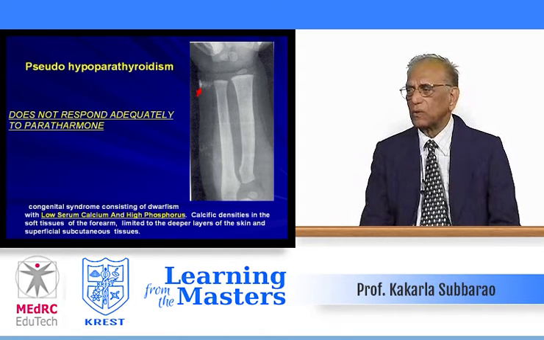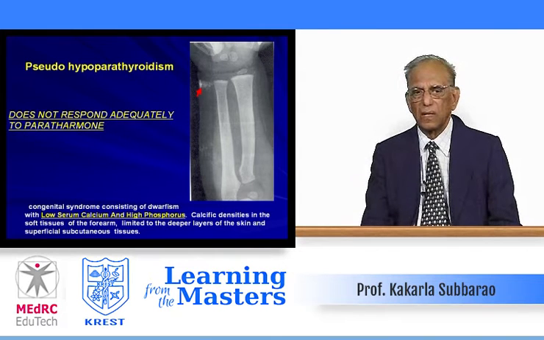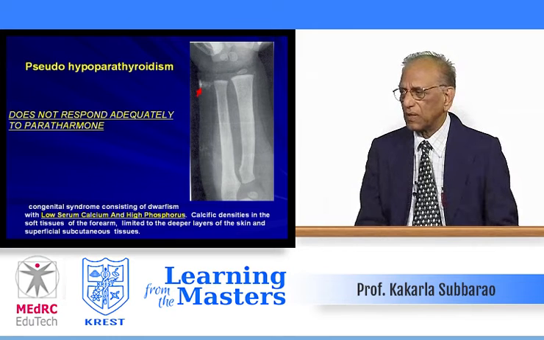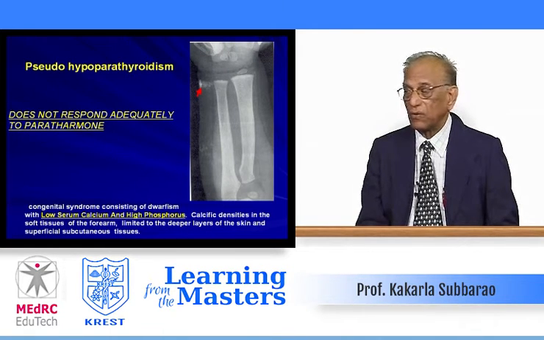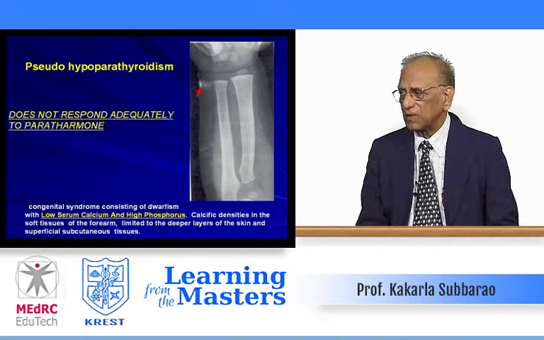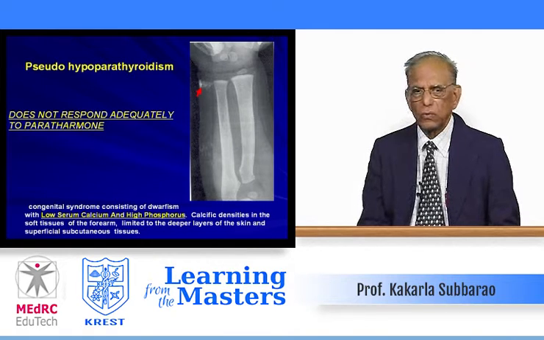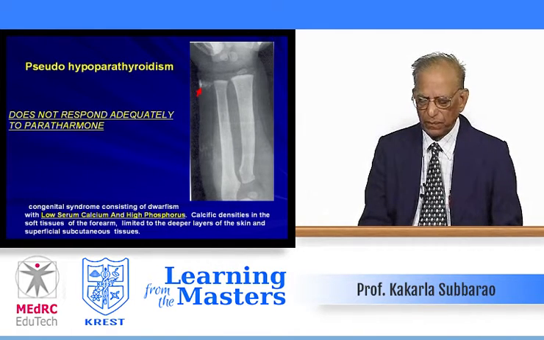Pseudo-hypoparathyroidism. What is pseudo? It does not respond adequately to parathormone, but it resembles hypoparathyroidism radiologically. And then a congenital syndrome again consisting of dwarfism with low serum calcium and high phosphorus. Calcific density is para-articular or in the muscles, in the soft tissues, limited to the deeper layers of the skin and superficial subcutaneous tissues.